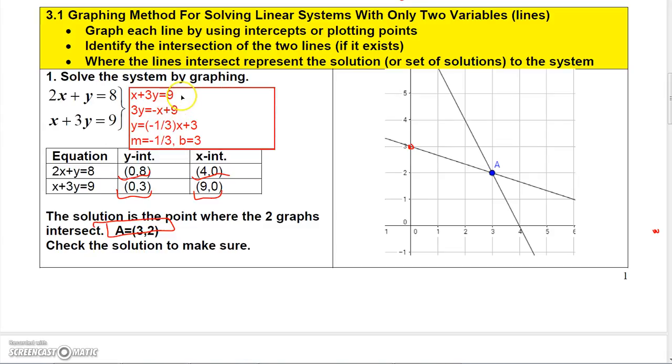I wanted to go back and just show you the other way you can graph sometimes. Let's say we wanted to graph this bottom one here, x plus 3y equals 9. If you wanted to, you could solve this for y in terms of x. So if I solve this for y, I would get 3y equals minus x plus 9. And then if you divide everything by 3, you would get y equals minus 1/3 times x plus 3. And this is actually the slope-intercept form, where the coefficient of x is your slope, and the constant is your y-intercept. So the slope is negative 1/3 and the y-intercept is the point (0, 3).